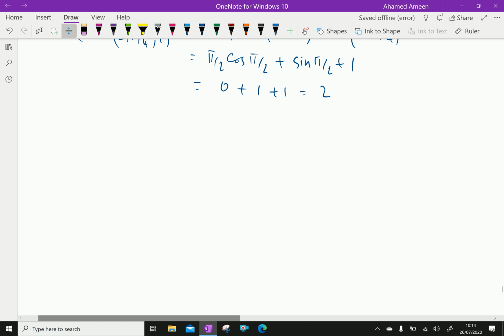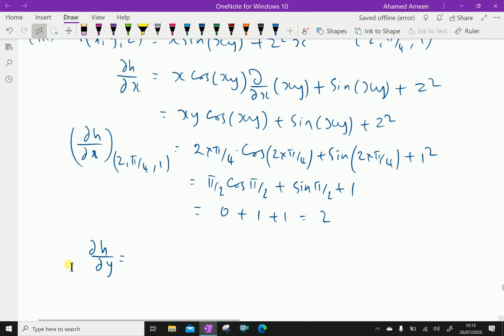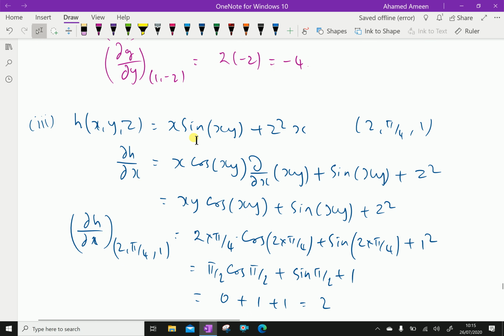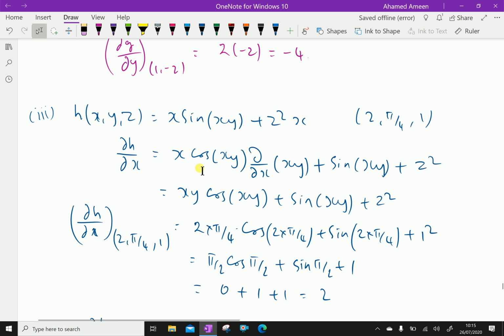Next we have to find ∂h/∂y. The function is x sin(xy) + z²x. So we have to partially differentiate with respect to y, which means x and z are constant.